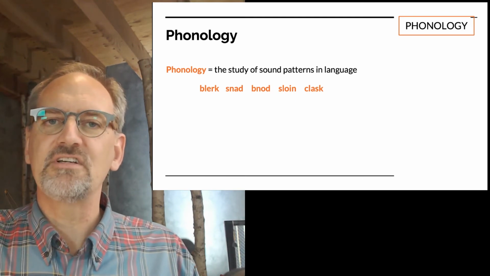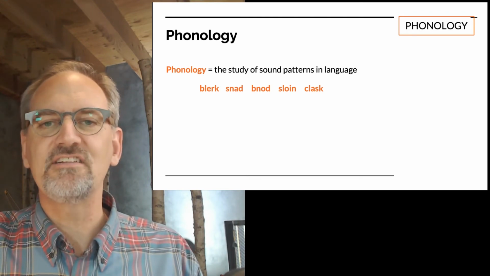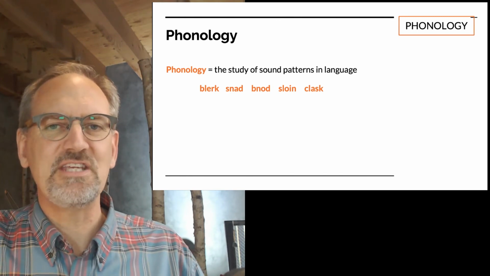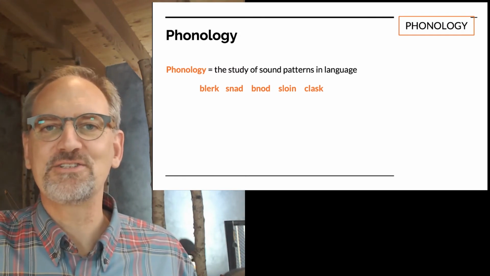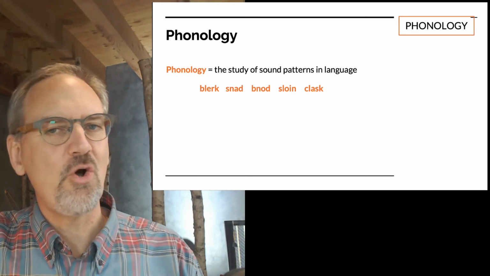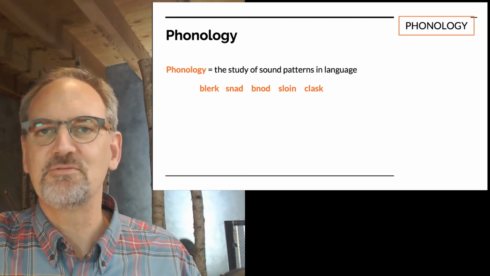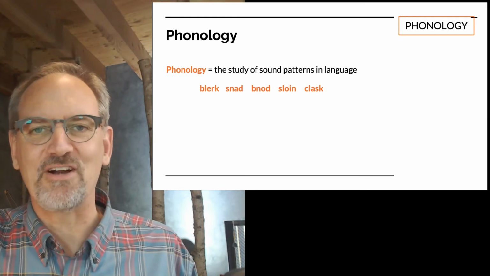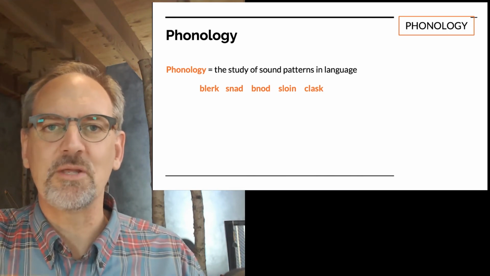Now, notice we have sequences of segments like these. There's blurk, snad, bnod, sloin, clask. Now, none of these is an English word, right? But some of them seem to be worse than others. If you know English, and you do, you know that there are certain patterns of sounds that are, if not real words, at least possible words. So while there's no word blurk, it's a perfectly reasonable word. You could imagine some new product being released next week, the latest and greatest blurk. It doesn't really sound very enticing, so I'm not sure what that would be, but still, blurk.